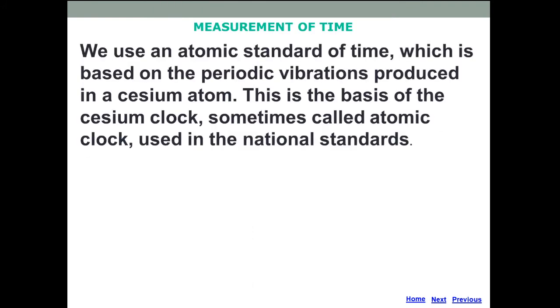First, we use an atomic standard of time right now, which is based on the periodic vibration produced in a cesium atom. This is the basis of the cesium clock, sometimes called atomic clock, used in the national standard. Later on we will see, other than this atomic clock, whether there are some techniques of measuring time or not.